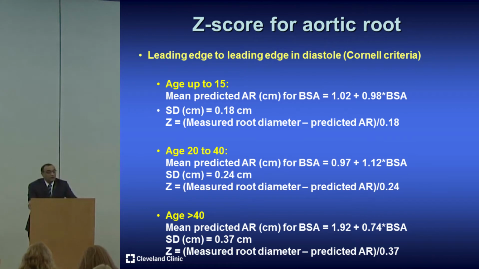So Z-score for aortic root, there are different criteria. It is important. A lot of times people, even experts, forget what I just told you. A couple of things. Z-score is different up to age 15, for age 20 to 40, and over the age of 40. And everything is indexed to body surface area, which is where there is a limitation to indexing everything to body surface area.